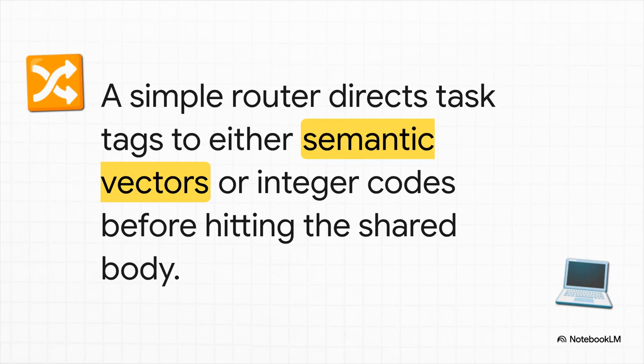In practice, implementing this in your own code is remarkably straightforward. Basically, you build a simple prompt router that seamlessly disambiguates tasks on the fly based on tags like understand or generate. This router then feeds the shared body exactly what it needs, either the semantic 256-dimensional vectors from your SigLIP encoder or the integer codes from your VQ encoder.